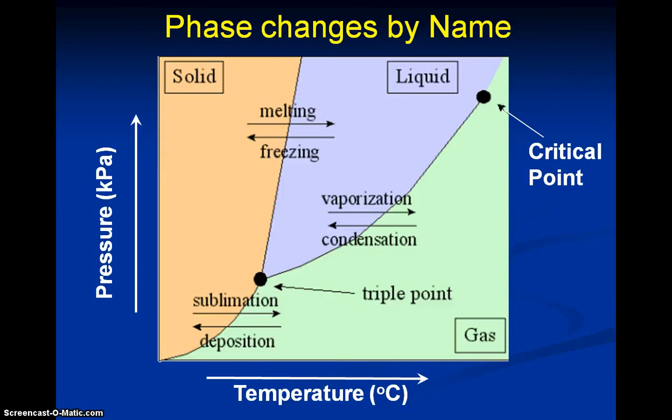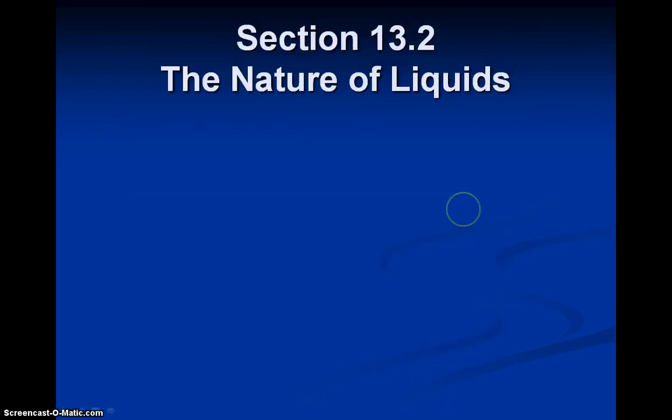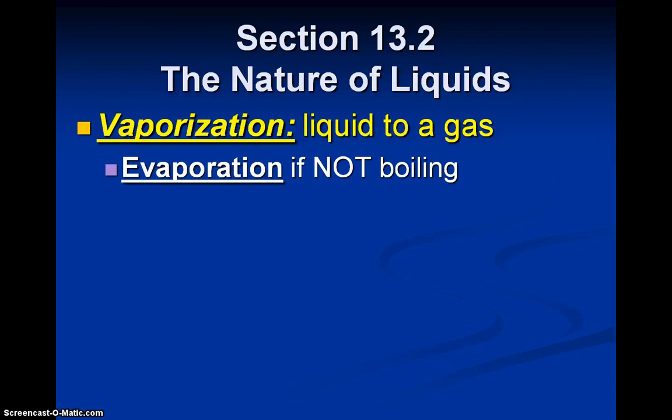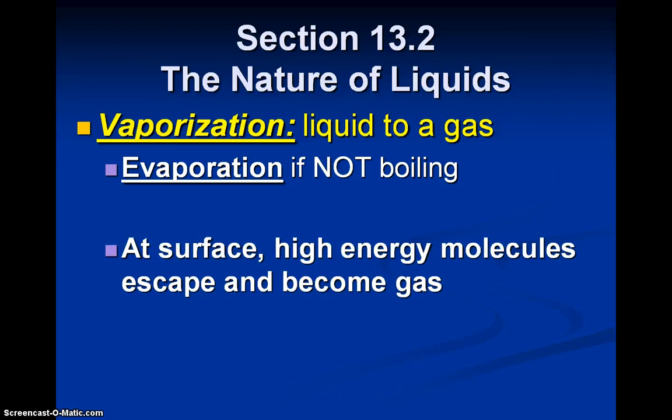Alright, so now we're going to start talking about phase changes and how gases in particular affect boiling point, or vaporization. Just remember that vaporization is when we go from a liquid to a gas. Evaporation is one way that can happen, but we also have boiling, and they are different, so we're going to make a distinction. Evaporation is when, at the surface of a liquid, the molecules become high enough energy that they can escape and become a gas.